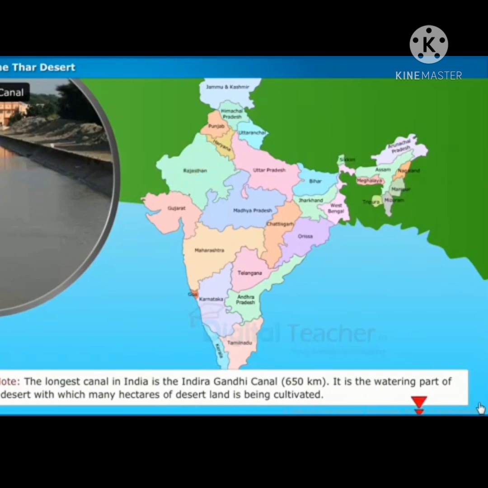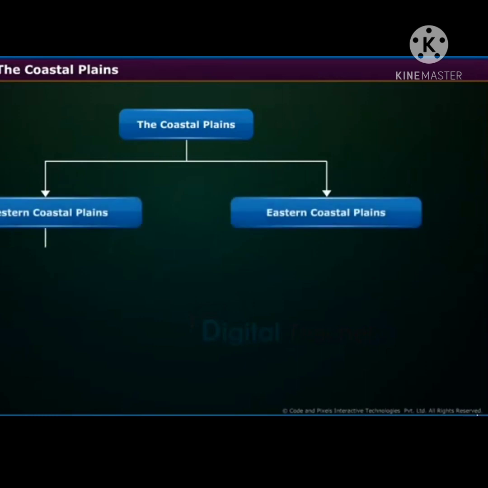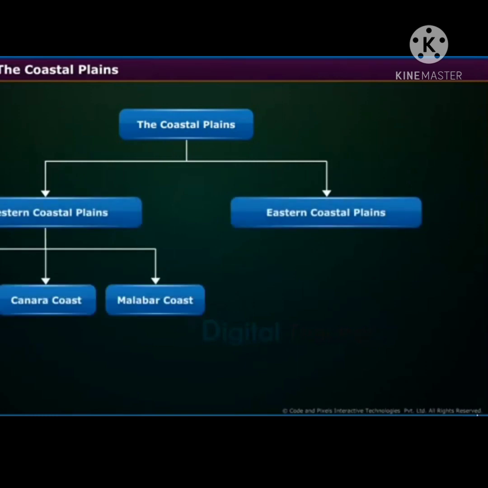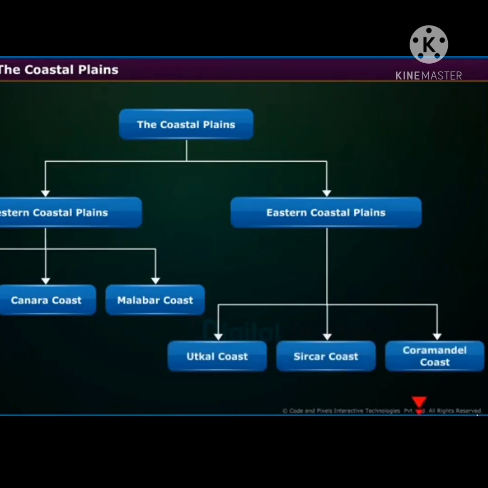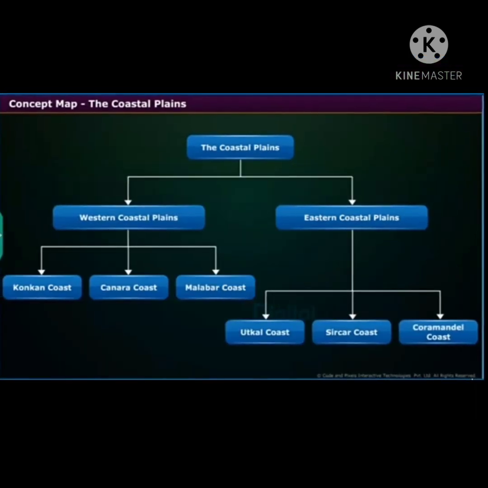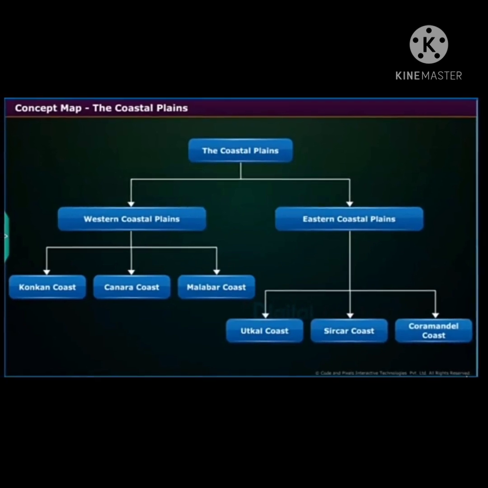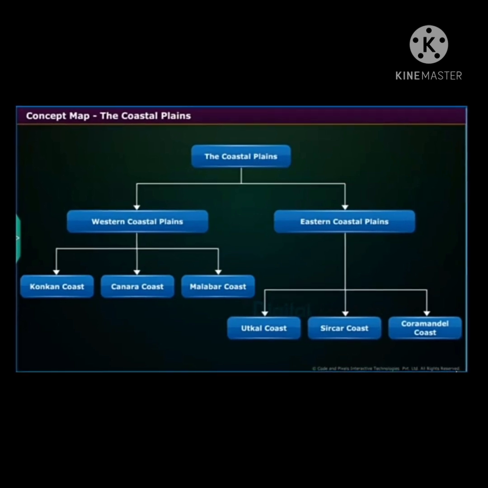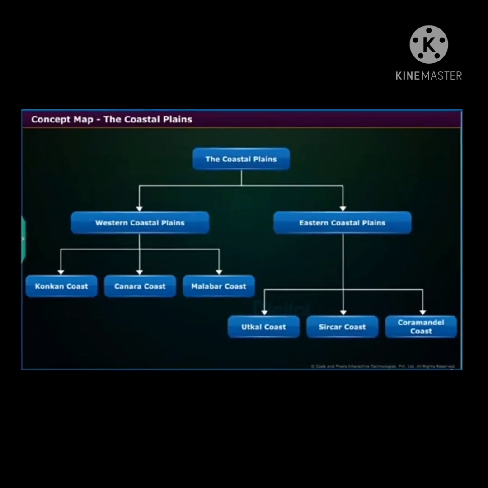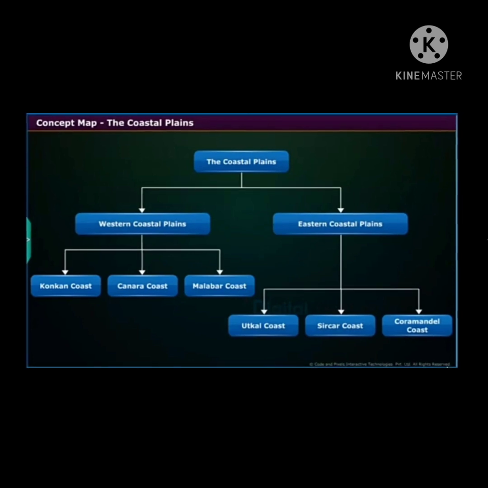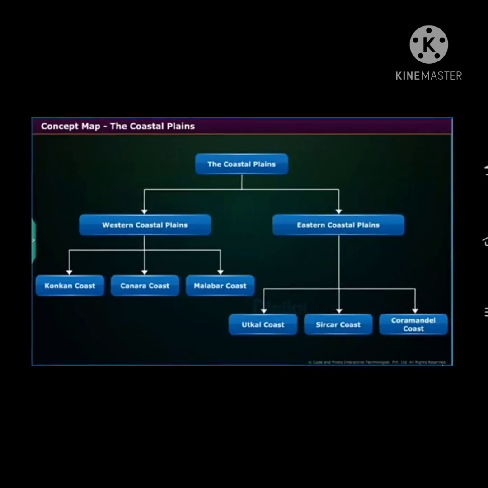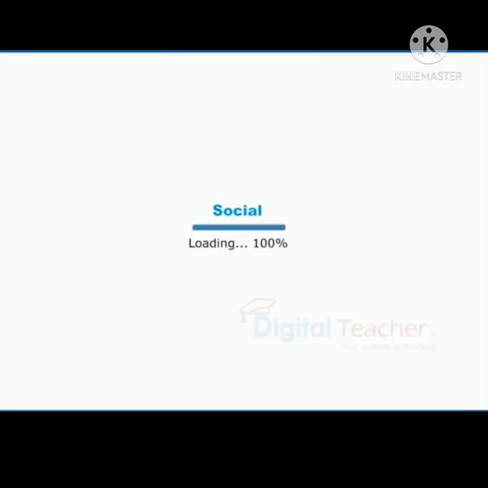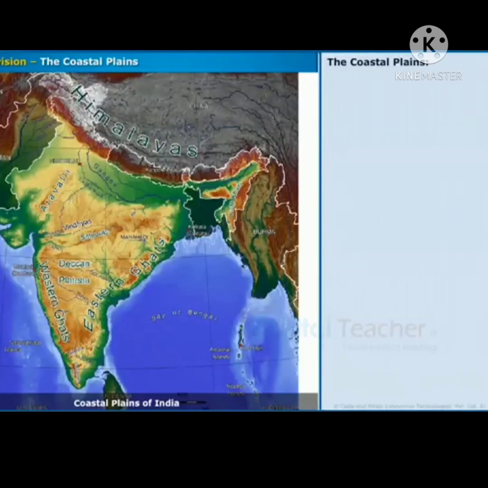Now let us look at the concept map of the coastal plains. The coastal plains divide into two parts: Western coastal plains and Eastern coastal plains. Western coastal plains can be divided into three parts: Konkan coast, Canara coast and Malabar coast. Eastern coastal plains divide into three parts: Utkal coast, Sirkar coast and Coromandel coast. Now let us learn about the coastal plains.